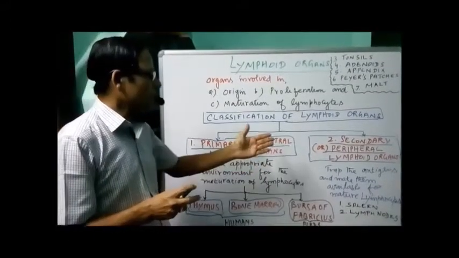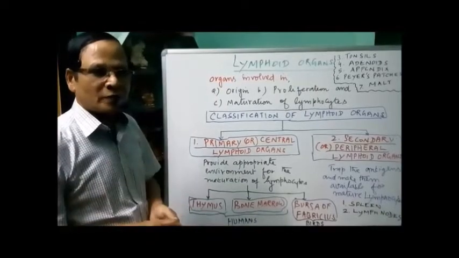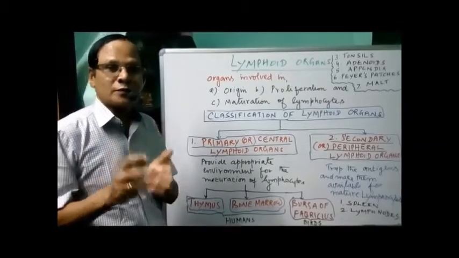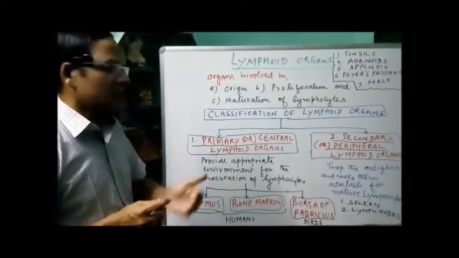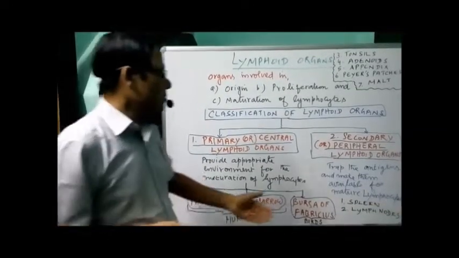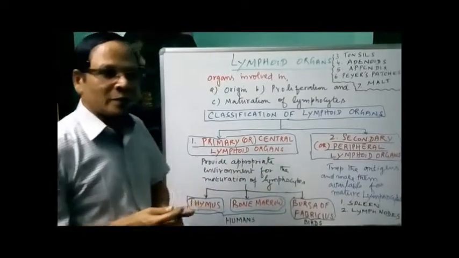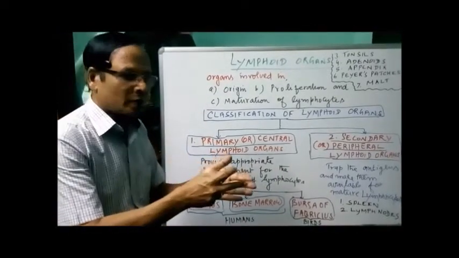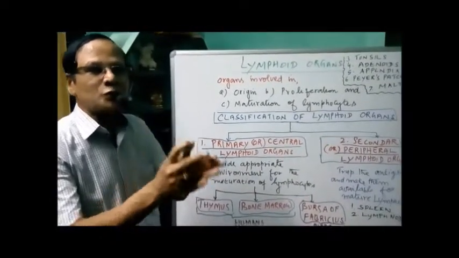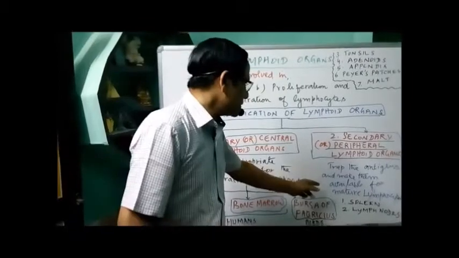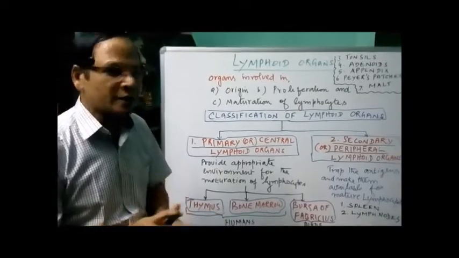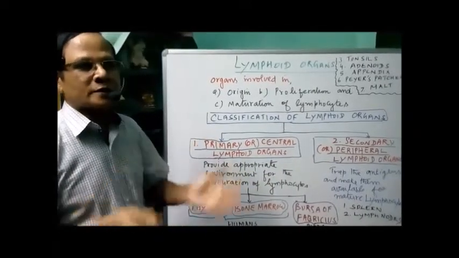So these are the secondary lymphoid organs. After getting immunocompetent in the primary lymphoid organs, they are transported through the bloodstream to the peripheral or secondary lymphoid organs, where they are anchored, or we can say seeded. There they are used for trapping the antigens, because antigens are localized in the secondary lymphoid organs, so that they are effectively exposed to the mature lymphocytes. So they trap the antigens and make them available for mature lymphocytes so that the mature lymphocytes can fight against these antigens.